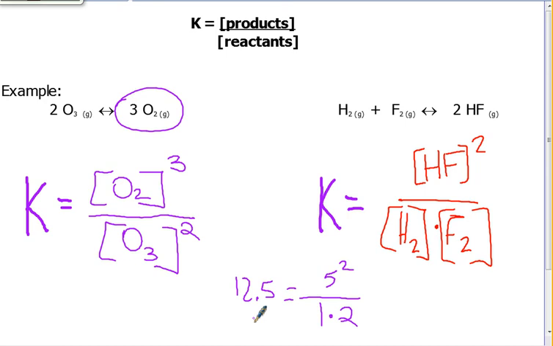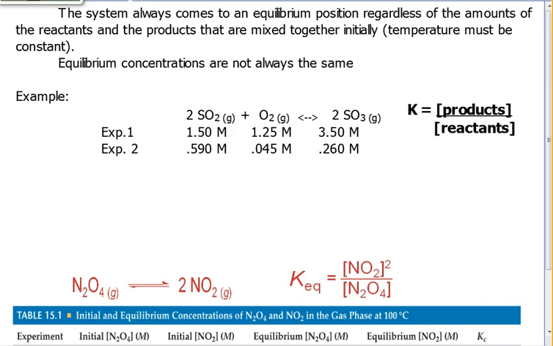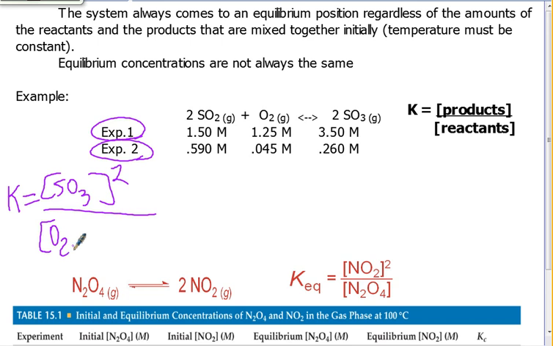All right? So in the next page, we're going to make one room, we'll call this room 1, and the other room, room 2. You got that, people in the other room? Okay. You're room 2. Your experiment 2. So the expression is K equals SO3 squared divided by O2 times SO2. Now here's my warning. And that's supposed to be squared. I already screwed up. Nice work.